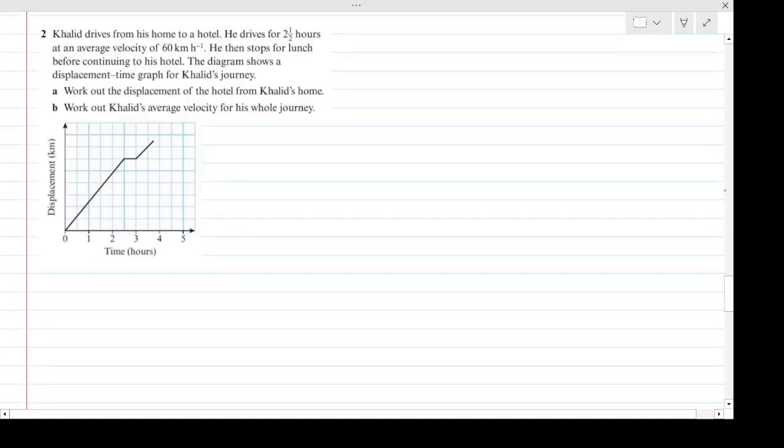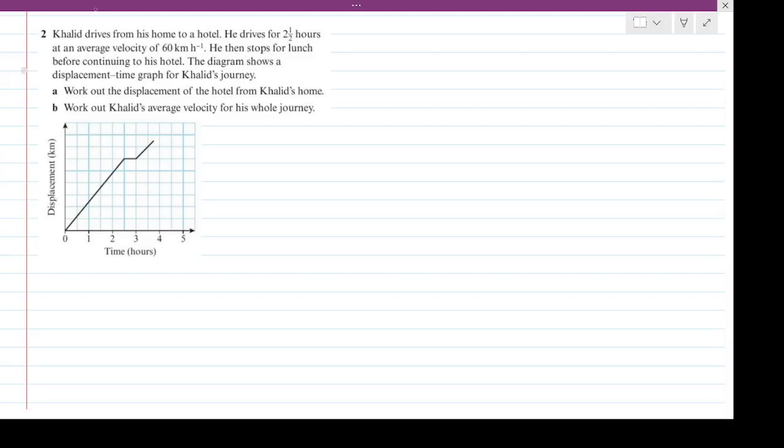Okay, we've got this final question here, and we're told that Khalid drives from his home to a hotel. He drives for 2.5 hours, now this fraction here, 2.5 literally just means 2.5, at an average velocity of 60 kilometers per hour. He then stops for lunch before continuing to his hotel, and the diagram shows the journey. Okay, so part A, work out the displacement of the hotel from Khalid's home.